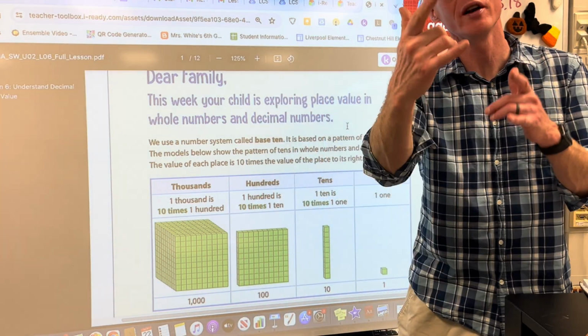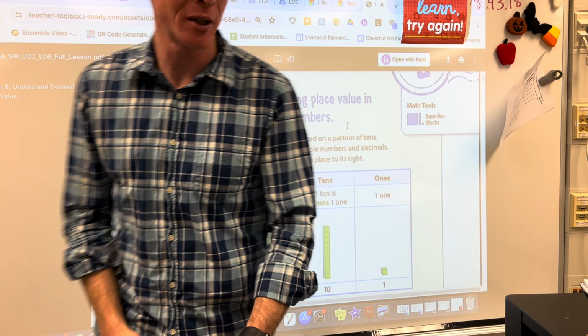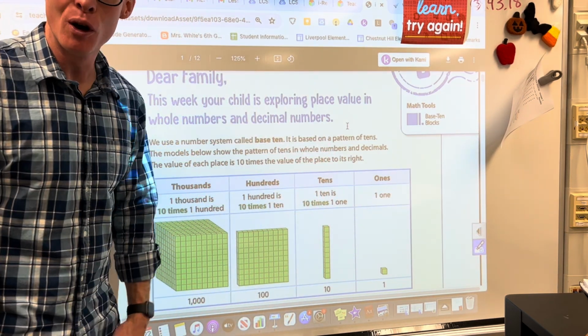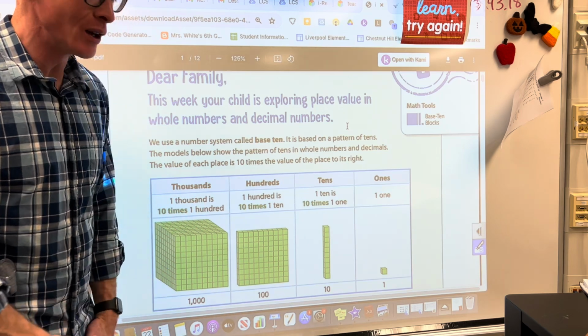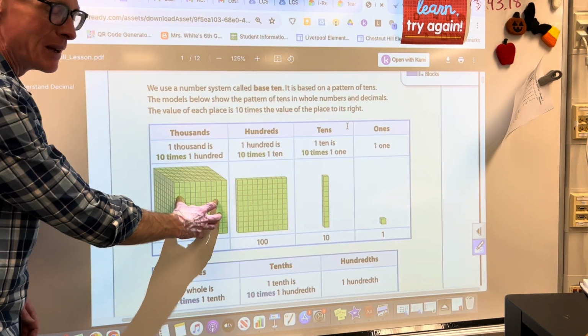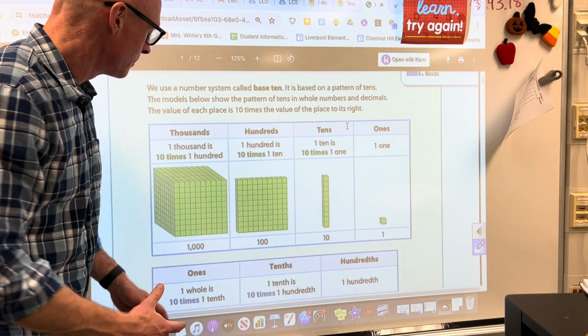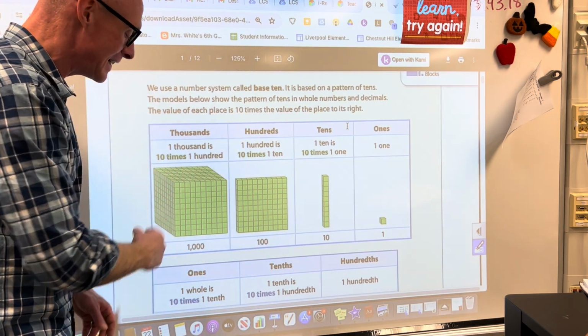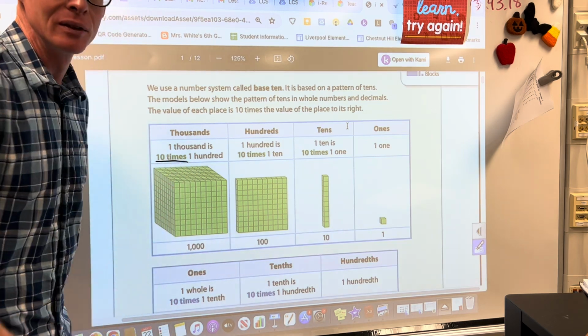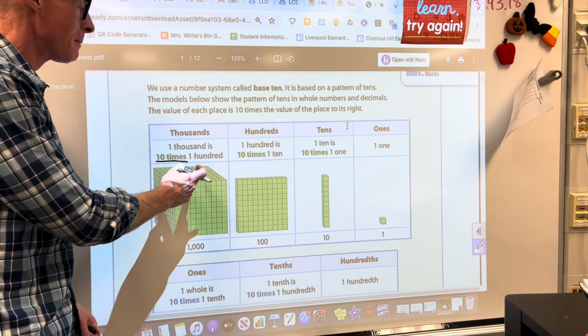This is page 119 in your textbook. It basically explains what we're going to do. So mom, dad, you want to read it over? Cool. Children, you want to read it over? Cool. Basically, it's saying we got our big thousands block right here, right? 1,000 is 10 times 100. I would write that down, or underline it, I should say.